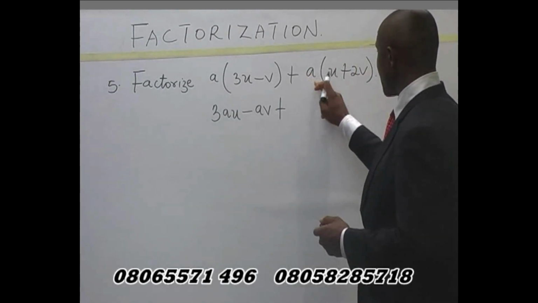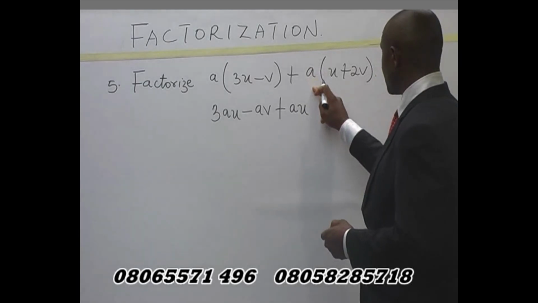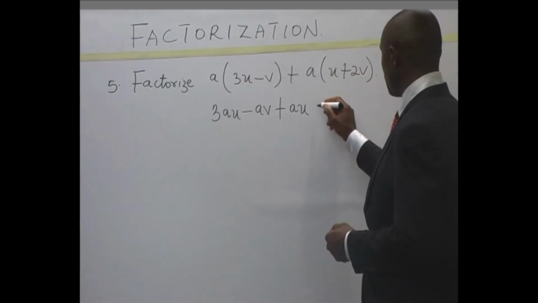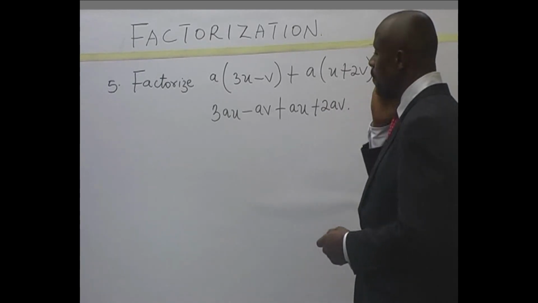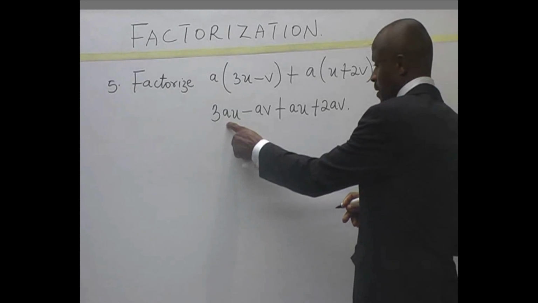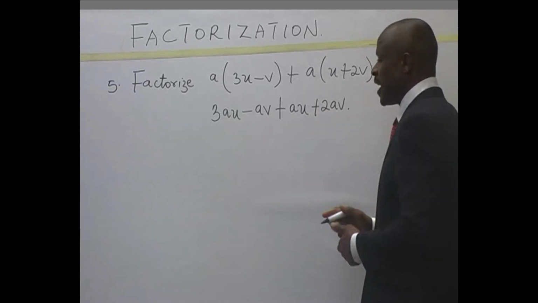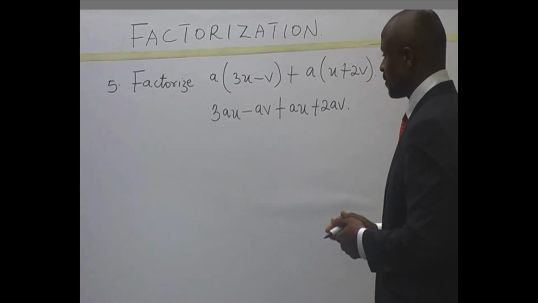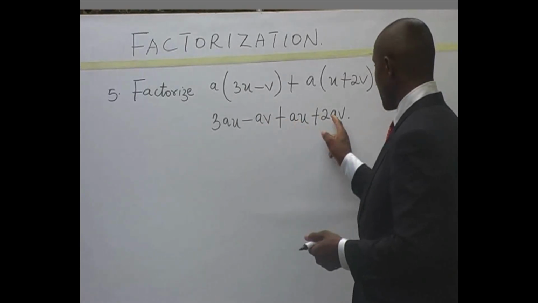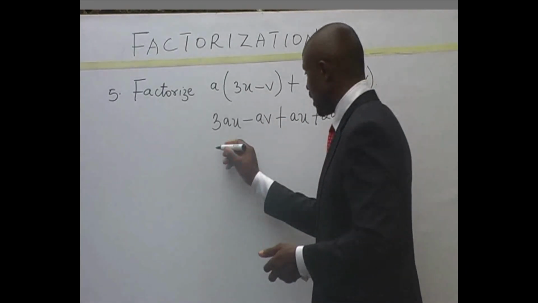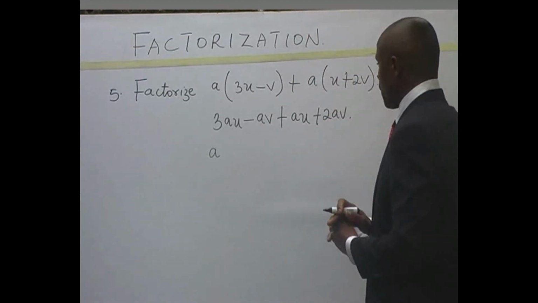Bring the plus. A times U is AU. A times plus 2V will give you plus 2AV. You can see that it is easier to find out what they have in common. There is A here, there is A here, there is A here, there is A here. Bring out one A. A is common in the 4 terms.